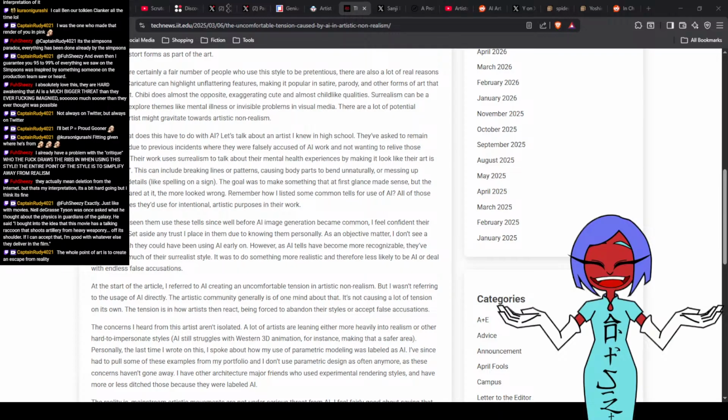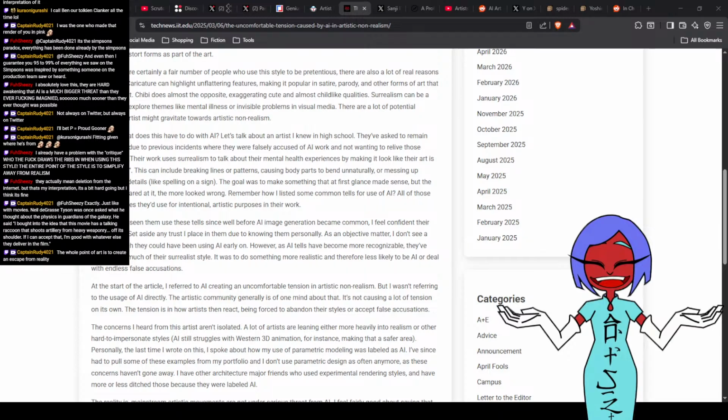Fushizi says, it's the Simpsons paradox. Everything has been done already by the Simpsons. Yeah. Captain Rudy says, and even then, I guarantee you 95 to 99% of everything we saw on The Simpsons was inspired by something or someone on the production team saw or heard. Yeah. Fushizi says, I absolutely love this. They are hard awakening that AI is much bigger threat than they ever imagined. So much sooner than they ever thought was possible.